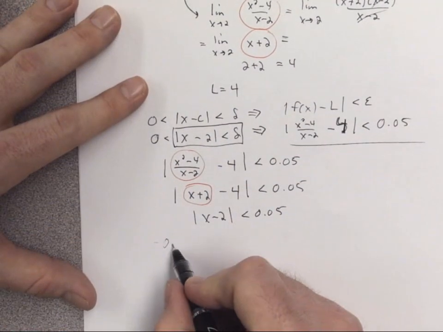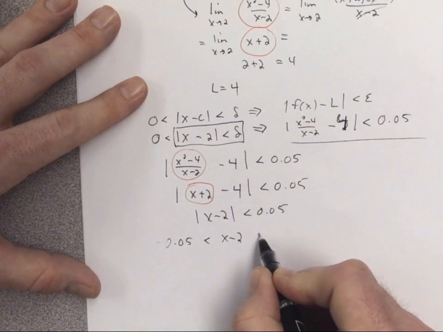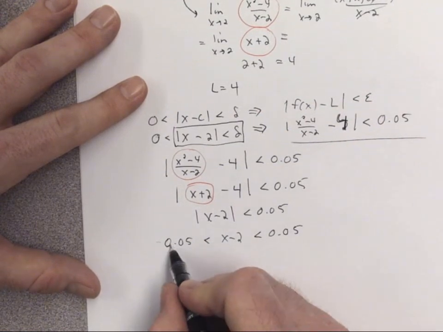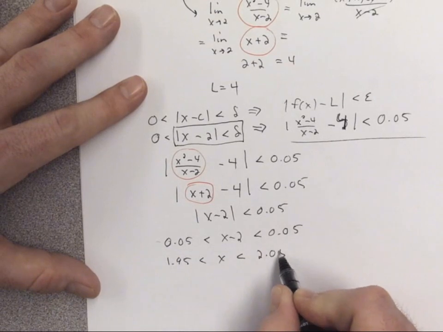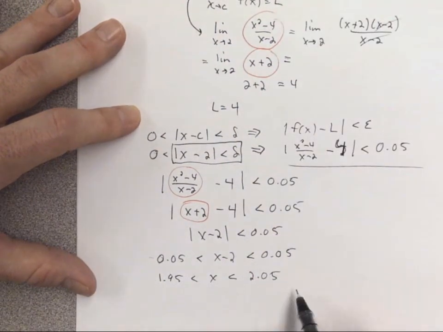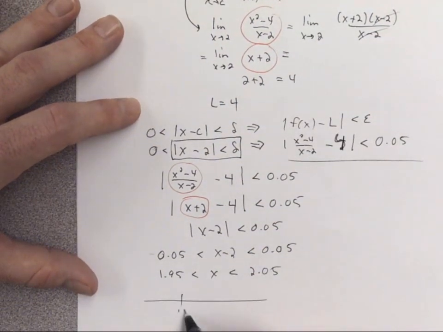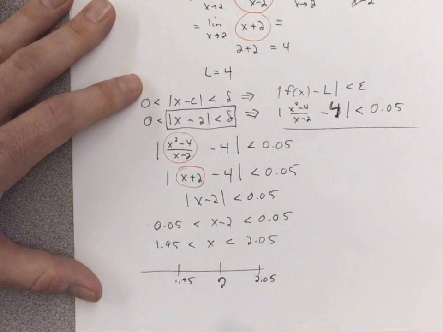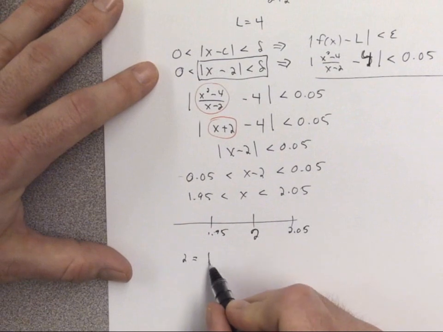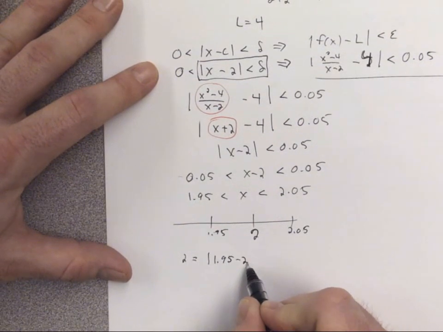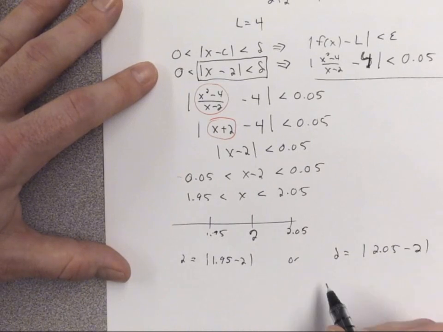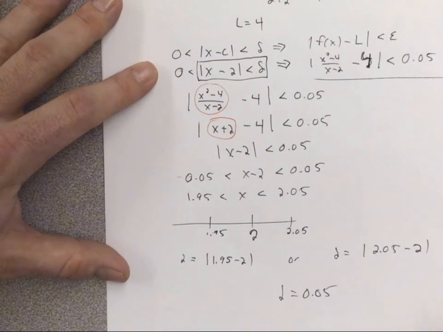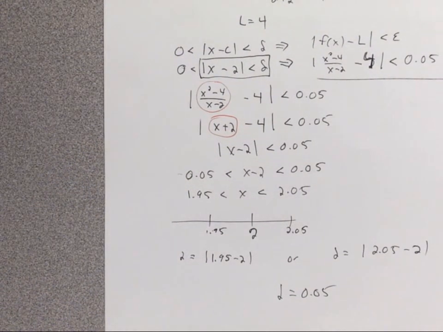So dropping absolute values, negative 0.05 is less than x minus 2, which is less than 0.05. Adding 2, I'm going to have 1.95 is less than x, which is less than 2.05, and I can see that c equals 2 lives in here. So I know I have 1.95, I have 2.05, and I know that 2 lives right in the middle of it. So when I find my delta, delta is either going to be equal to the absolute value of 1.95 minus 2, or delta is going to be equal to the absolute value of 2.05 minus 2. And we can see that in both cases, delta is going to be equal to 0.05, right? So that's your answer.